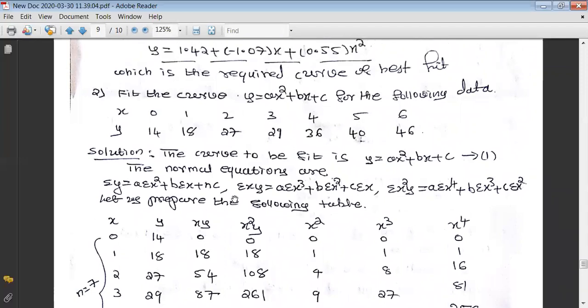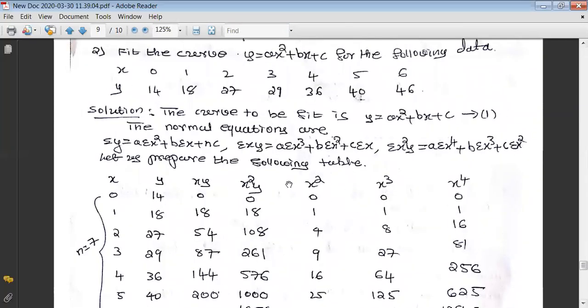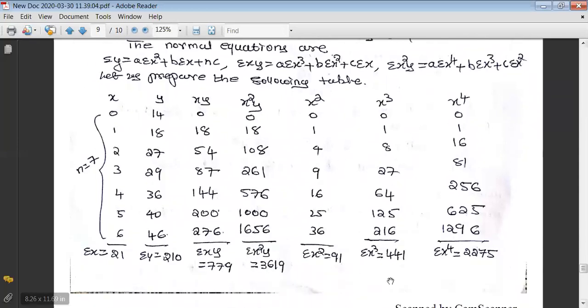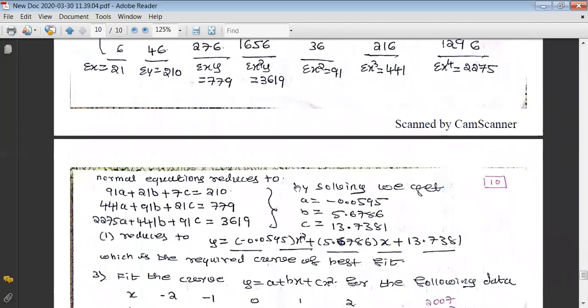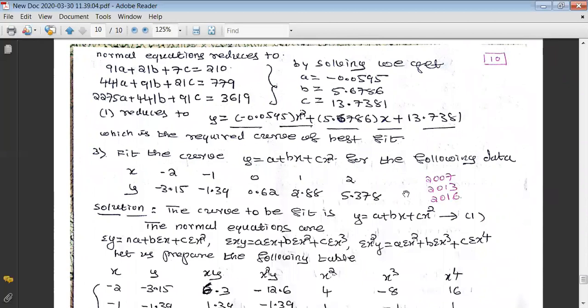And again, first you write the equation of the curve to be fit. Then write the normal equations. First one by direct summation, second one by multiplying both sides by x, then take the summation. To write the third one, multiply both sides by x square, then take the summation. Now, in order to get the requirement of the normal equations, let us prepare this table and take the total or summation values in the normal equations. By solving using a calculator, we get these values of a, b, c. By substituting these values of a, b, c in equation 1, we get the required curve of best fit.